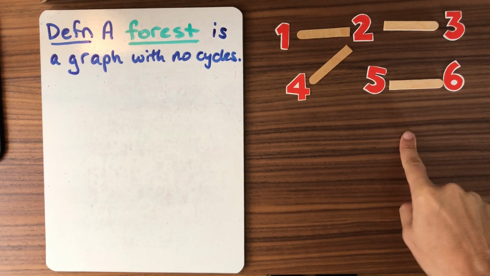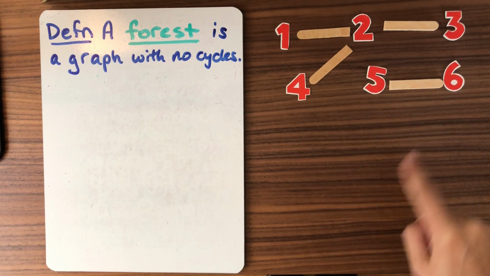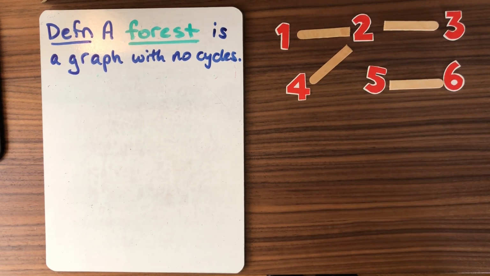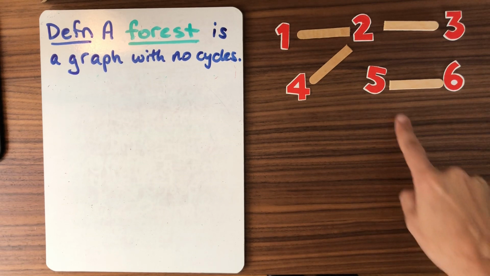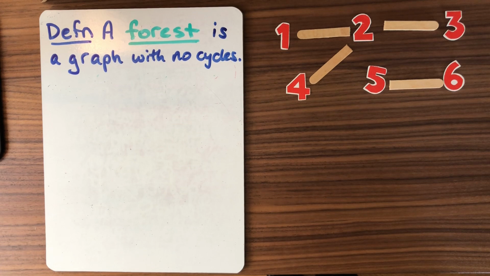Here it's a labeled forest. And we can see there are 2 connected components. 1, 2, 3, and 4 are connected, and 5 and 6 are connected. The graph has no cycles, so this is a forest. It's not a tree though, because it's not connected. Of course, a forest is just a union of trees.